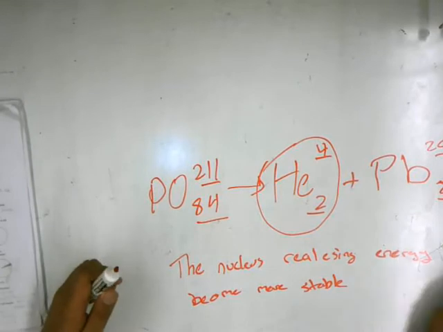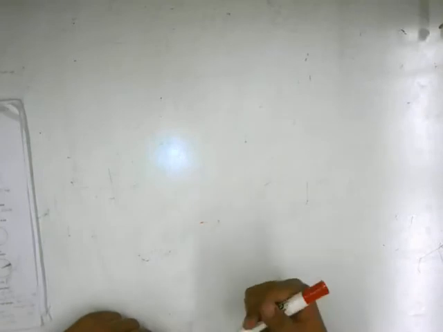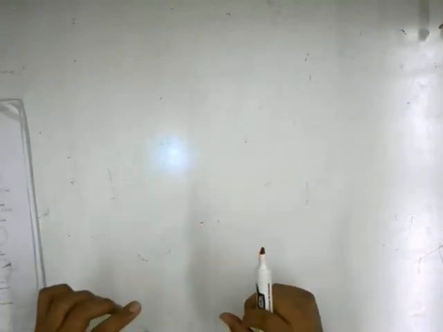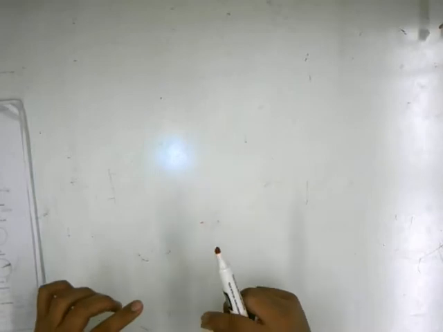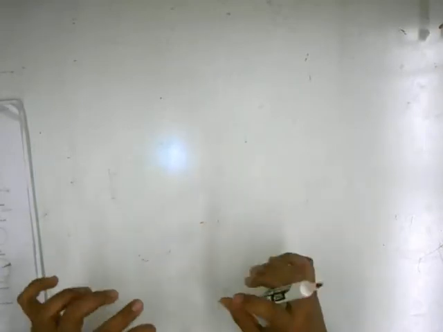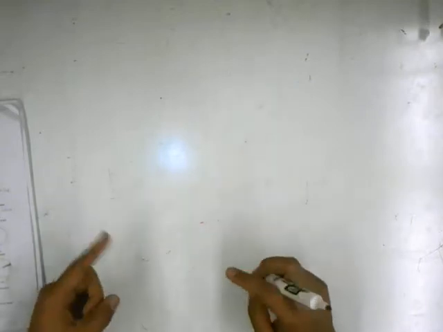Moving on to question number 3, you'll see that when a nucleus decays, the total energy doesn't change, but the potential energy decreases. Because again, it's releasing the nucleus.